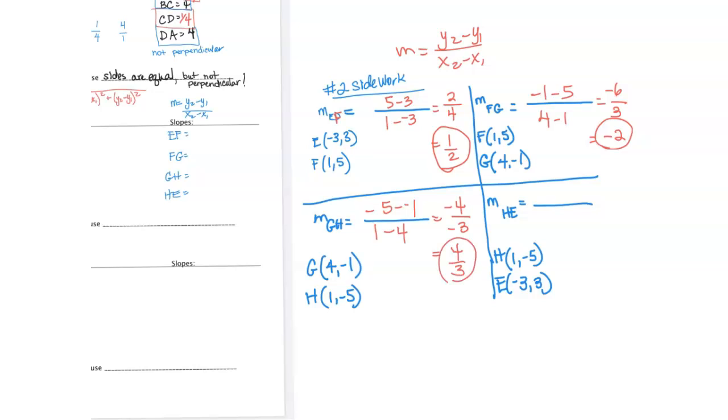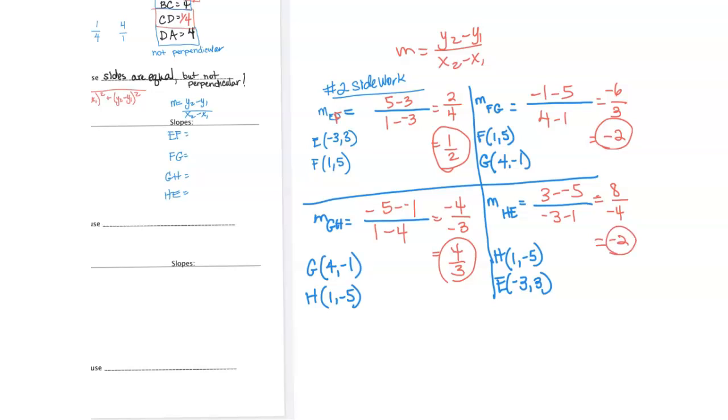Is our slope there. And then lastly, the slope for HE, we have 3 minus a negative 5 over negative 3 minus 1. 3 minus negative 5 gives us an 8 over negative 3 minus 1 is a negative 4. And if we simplify it, 8 divided by a negative 4 gives us a negative 2.